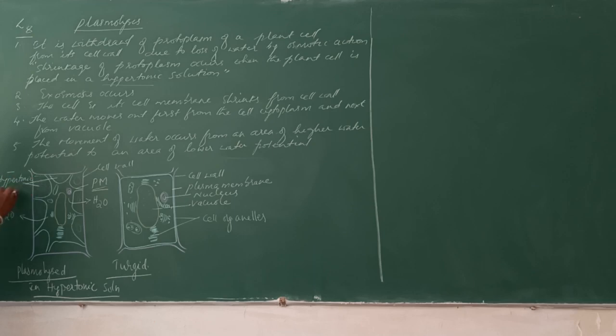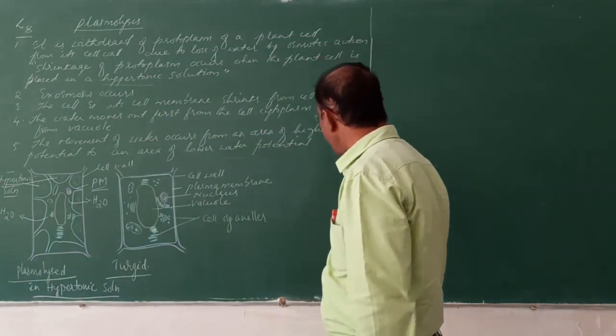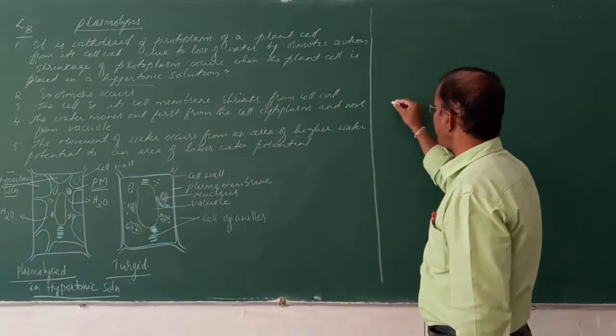The hypertonic solution gets filled in the gaps that are present between the cell wall and the plasma membrane. At the corners, the gap is present, no? That gap or space is filled with hypertonic solution. Now, deplasmolysis.